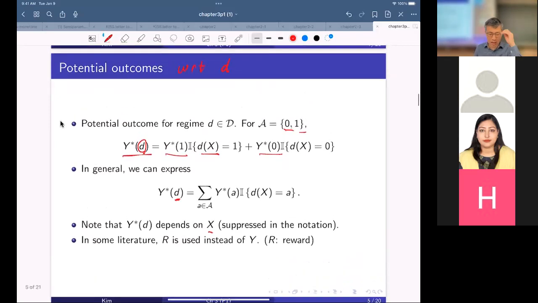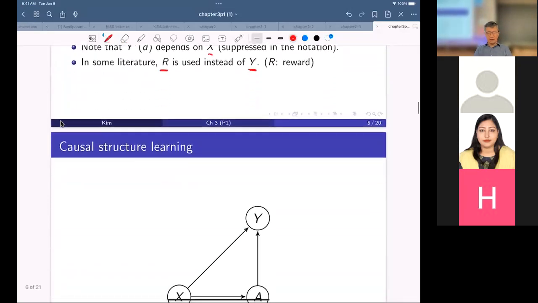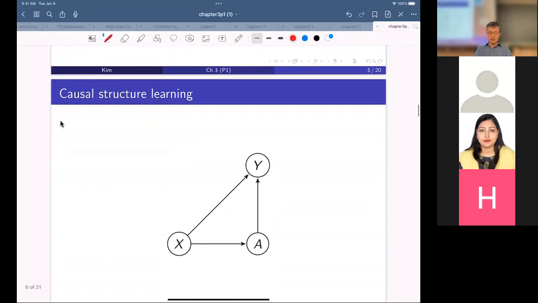Also, Y is sometimes written as R. In some reinforcement learning and machine learning literature, R could be used instead of Y to denote reward. But we usually use R to denote the response, so I don't want to use R here because it might confuse you. The notation is just notation; different subject areas use different notation.